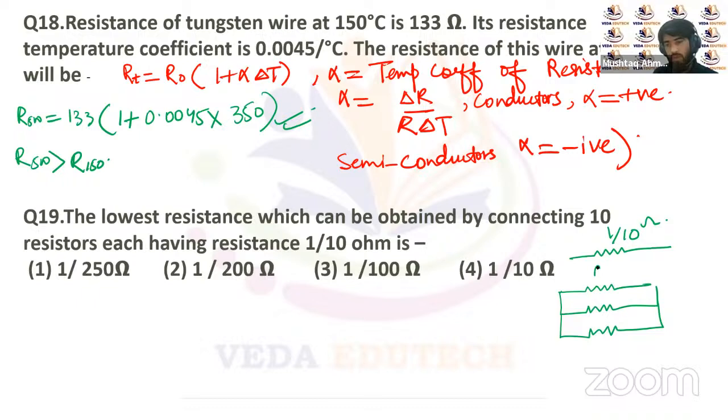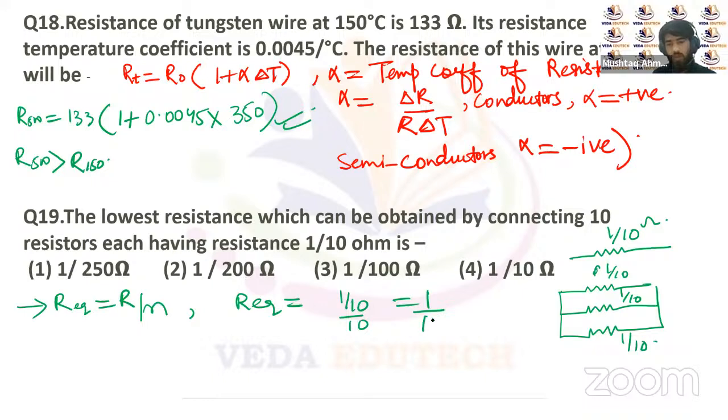So each is 1 by 10, and the number of these resistors is 10. We know that when n resistors, each of resistance R, are parallel to each other, the equivalent resistance is R upon N. Similarly here, R equivalent is R upon N, where the value of R is 1 upon 10, so it is 1 upon 100 ohm. So this is the least resistance that can be obtained here.